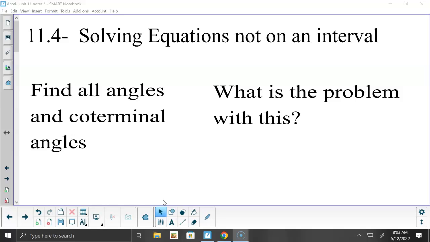So, there's actually a way of doing this that we will get to in a second. You really just need the title, and if you want, you can find all angles and coterminal angles, and you can put, like, there's infinitely many. The problem is, I'm going to be here for the rest of my life.